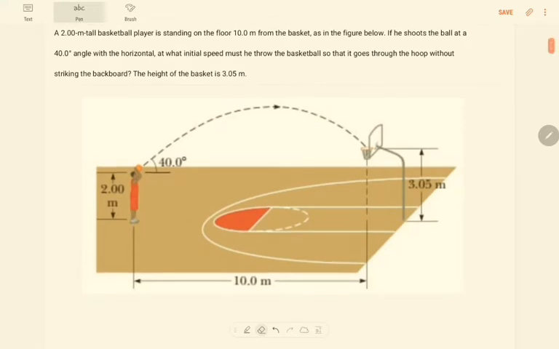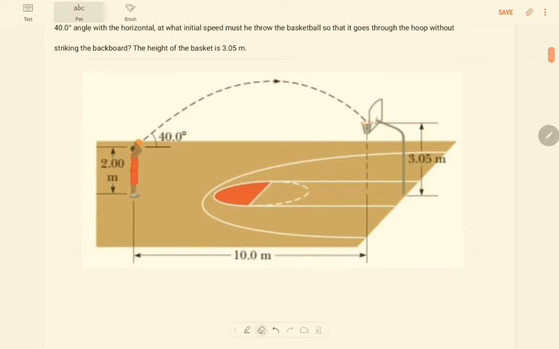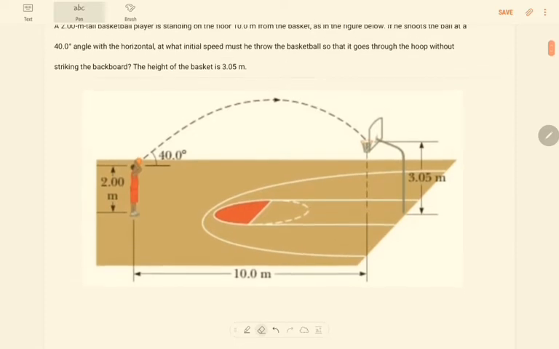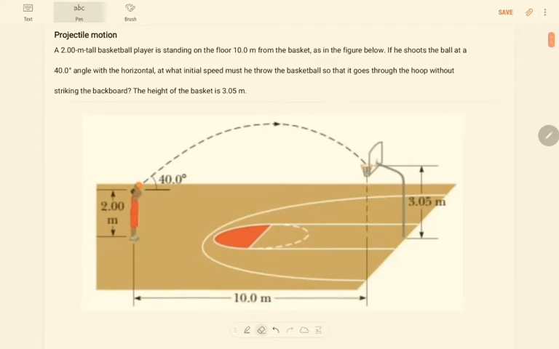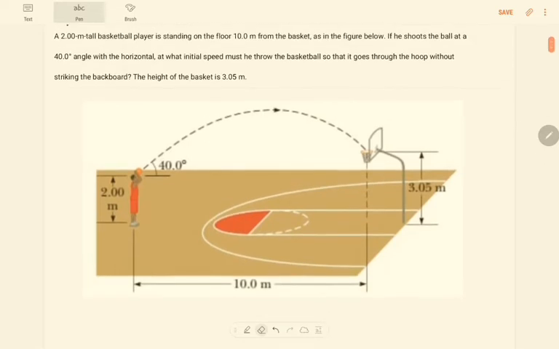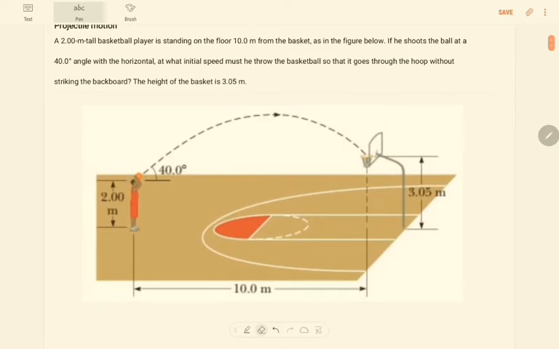Hi everyone, let's do a quick problem here. This problem is related to a basketball game. So in basketball, any player at a given distance, if he throws a ball at a specific angle, what must be the initial speed? In that case we will consider some equations and solve them, and we will find what is needed in the given question.